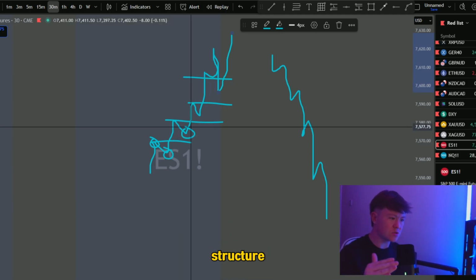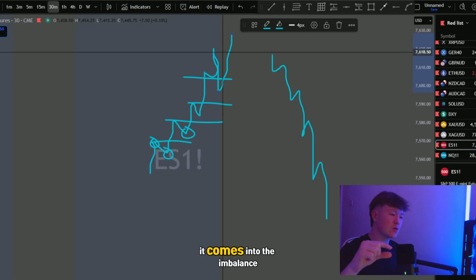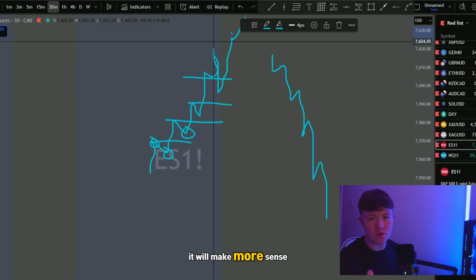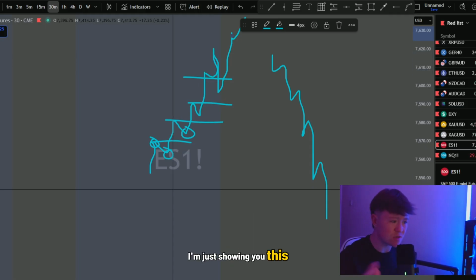You have the broken structure, you wait for the imbalance, it comes into the imbalance as you can see here, and then it always zooms up. It will make more sense when we go onto the charts. I'm just showing you this so it's easier.